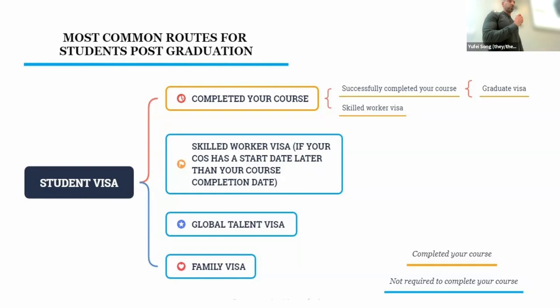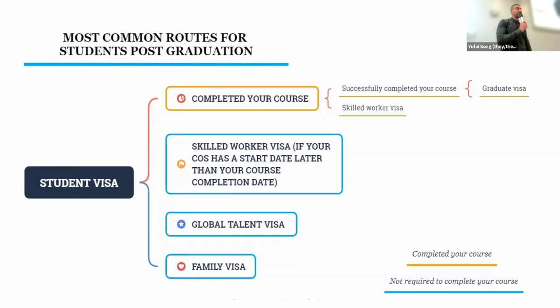So just before we start in regards to the graduate visa explanation, just a quick explanation in regards to common routes for students following graduation. There are two types. There are situations where you could go to certain visa categories once you have completed your course, or as students, there may be possibilities where you could switch into another visa category without having to complete your course. So in the orange or yellowy section at the top where it mentions complete your course, the visa options are you could switch into a graduate visa.